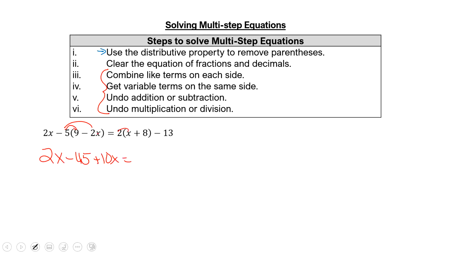That's going to equal, again, I'm going to distribute 2 through here. 2x plus 16 minus 13. So I've used the distributive property. Look, I don't have any fractions, so I don't have to worry about that one. So now I combine all my like terms on each side.